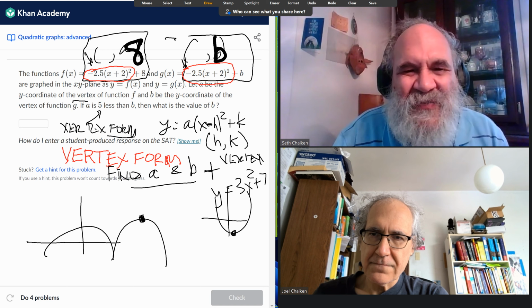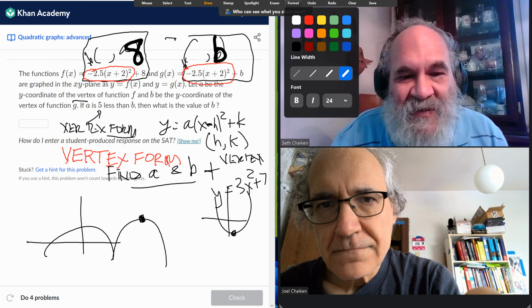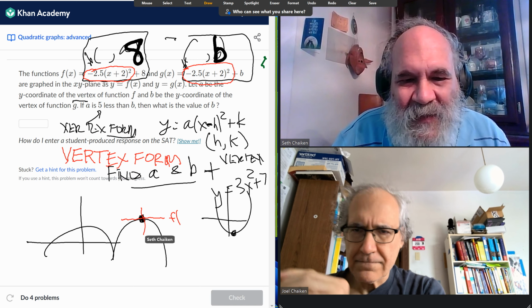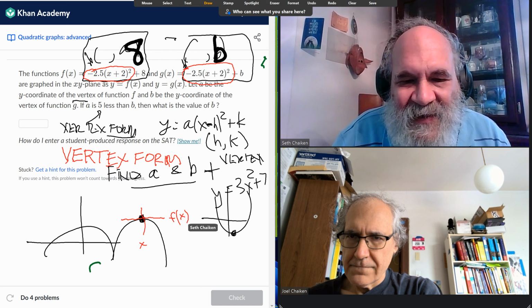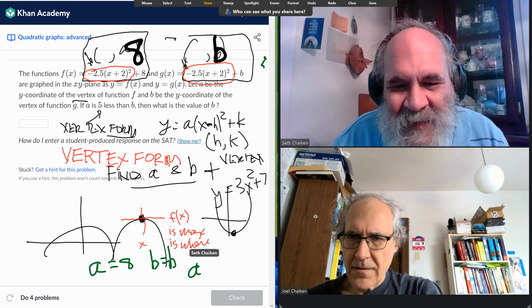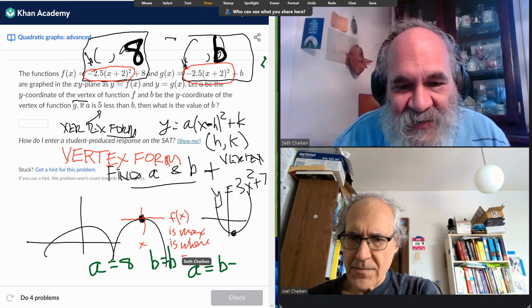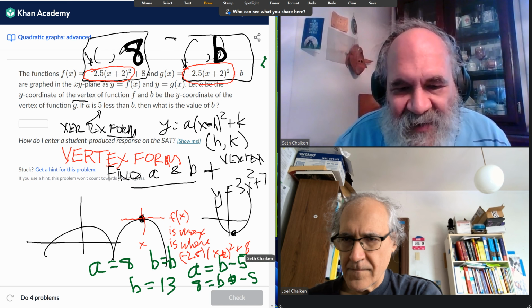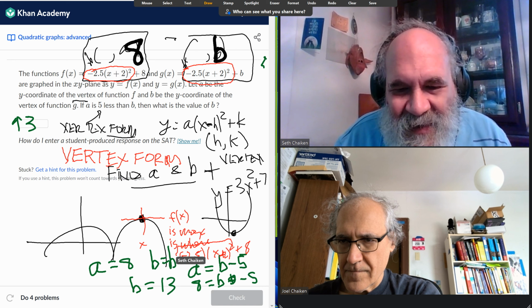So the value of f is maximum where the term minus 2.5 times (x plus 2) squared, plus the 8, is at the place where this term here equals 0.